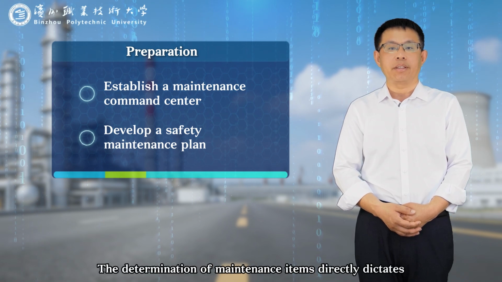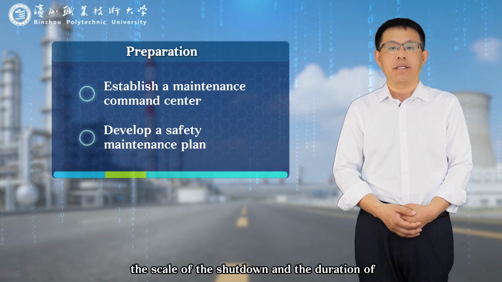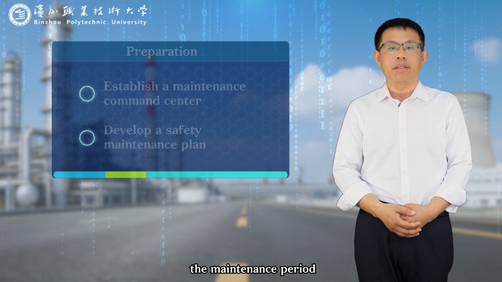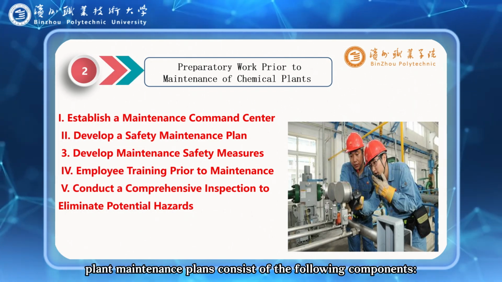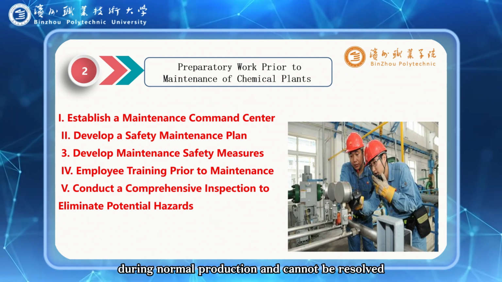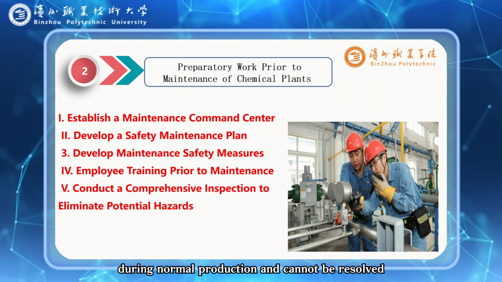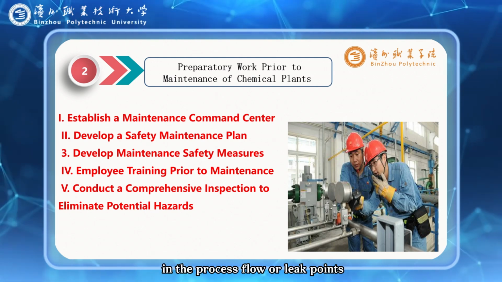The determination of maintenance items directly dictates the scale of the shutdown and the duration of the maintenance period. Generally, plant maintenance plans consist of the following components. First, issues and potential hazards that arise during normal production and cannot be resolved, such as the replacement of leaking valves in the process flow or leak points.